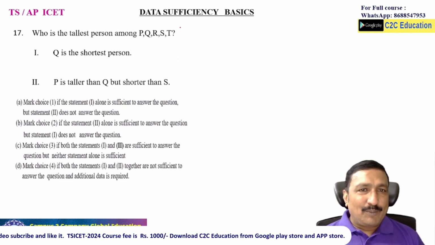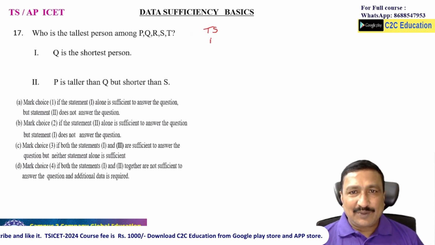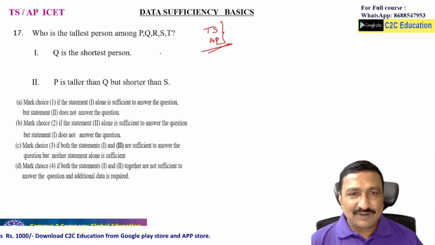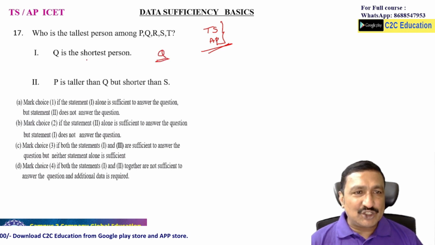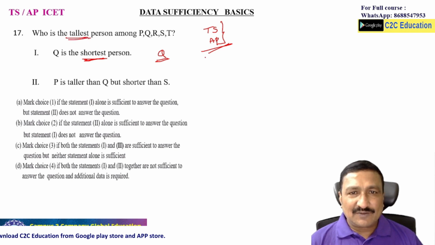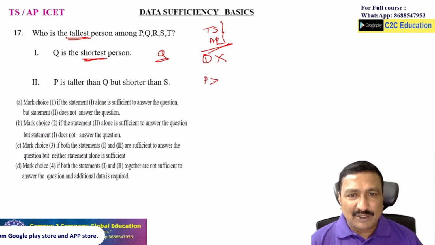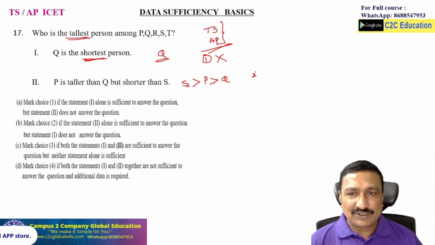Next, this is a very important repeated question in TSICET and APICET, friends. Remember, this question is very important. Who is the tallest person among P, Q, R, S, T? So they are asking about 5 people. First one: Q is the shortest person. According to the first one, Q is the shortest person, but we don't require the shortest, we want the tallest person. So the first statement is eliminated. Second statement: P is taller than Q but shorter than S. So S is taller than P. According to the second statement also we cannot decide, so eliminate the second choice also.